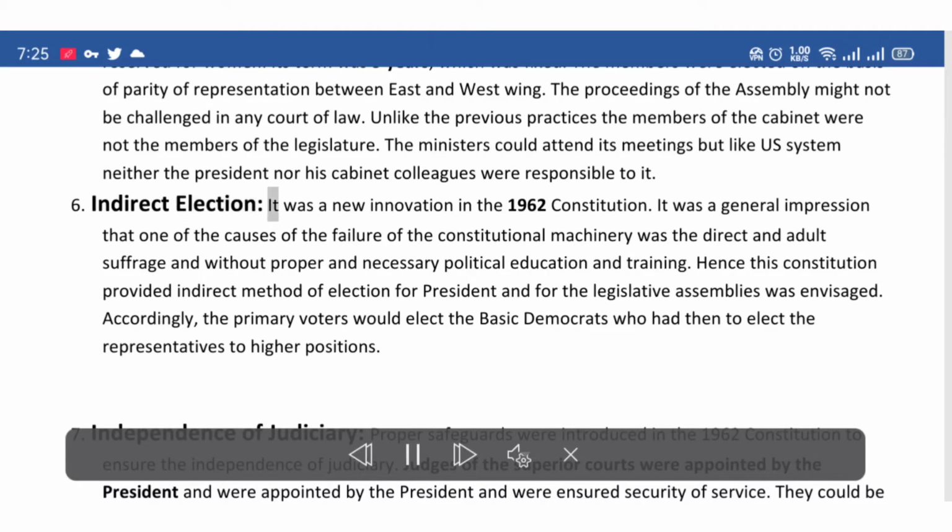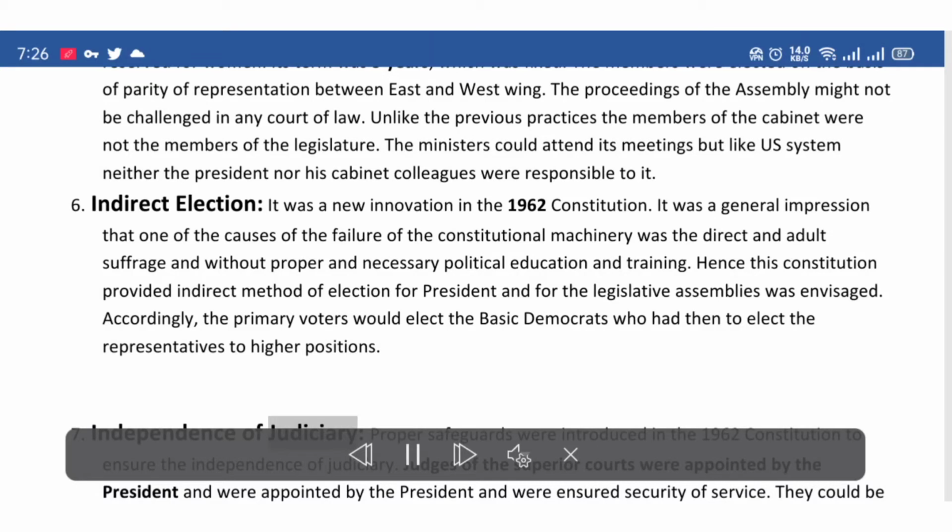Indirect election. It was a new innovation in the 1962 Constitution. It was a general impression that one of the causes of the failure of the constitutional machinery was the direct and adult suffrage, without proper and necessary political education and training. Hence this constitution provided an indirect method of election for the President and for the legislative assemblies. Accordingly, the primary voters would elect the Basic Democrats, who had then to elect the representatives to higher positions.